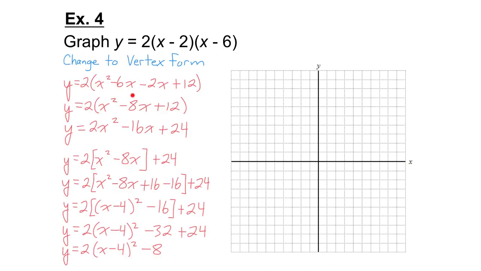So I expand and simplify to get standard form. Then I complete the square to get vertex form. So from the vertex form, I know the location of my vertex. It's at (4, -8), which is over here. Now this value of a is 2. It's positive, which means my graph opens up.